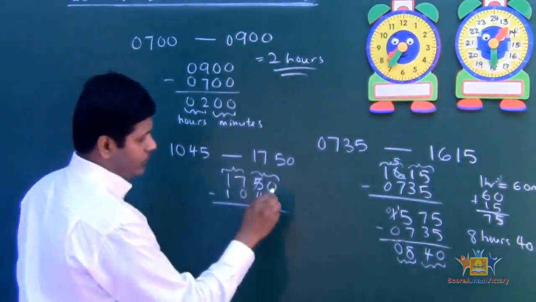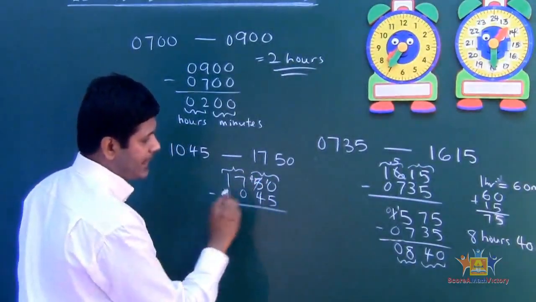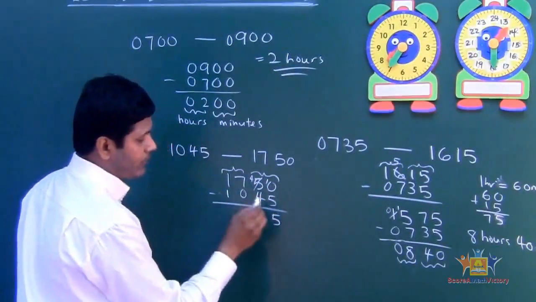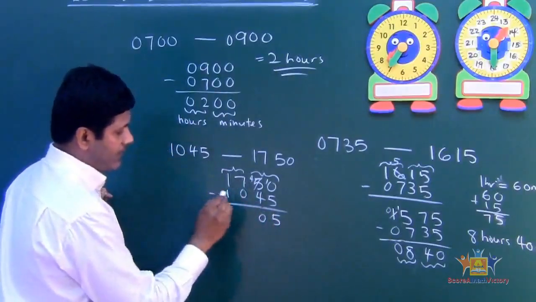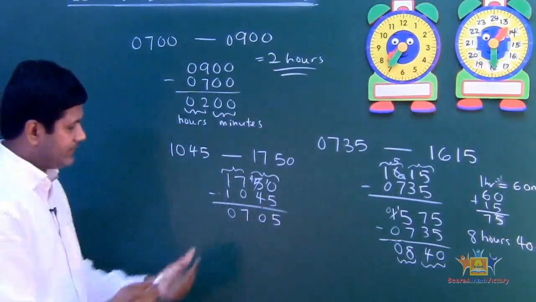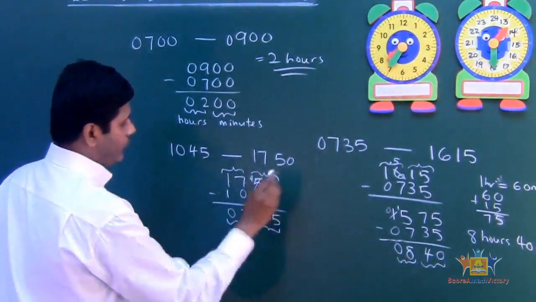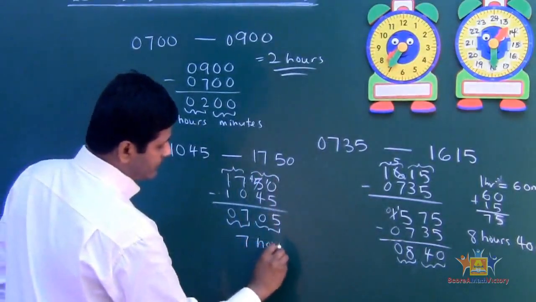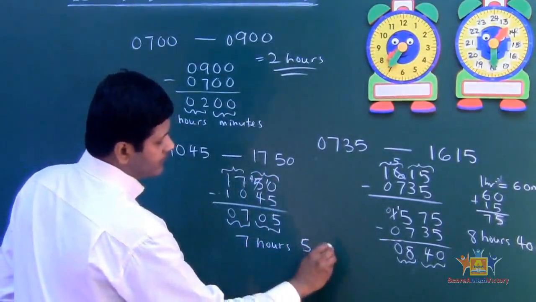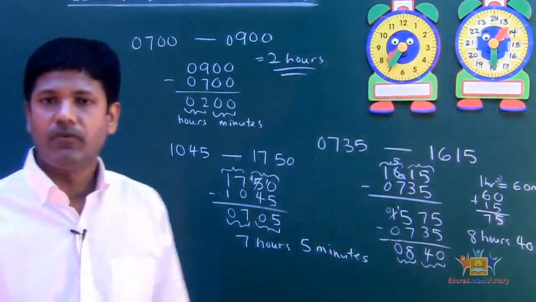So 50 minus 45 is 5. Then 17 minus 10 is 7. So this is the hour and this is the minute. That means the interval is 7 hours, 5 minutes. 7 hours and 5 minutes is the interval.